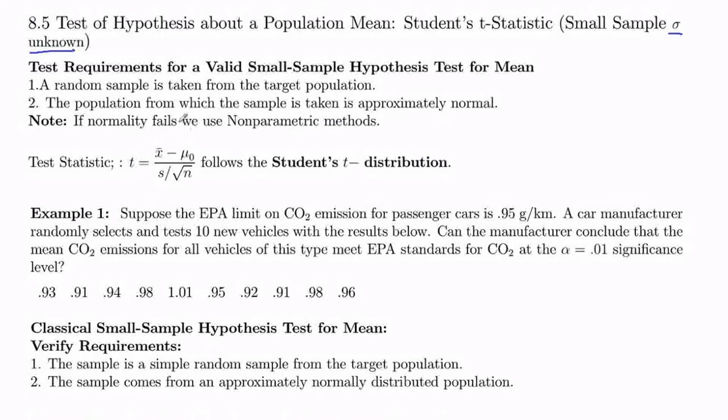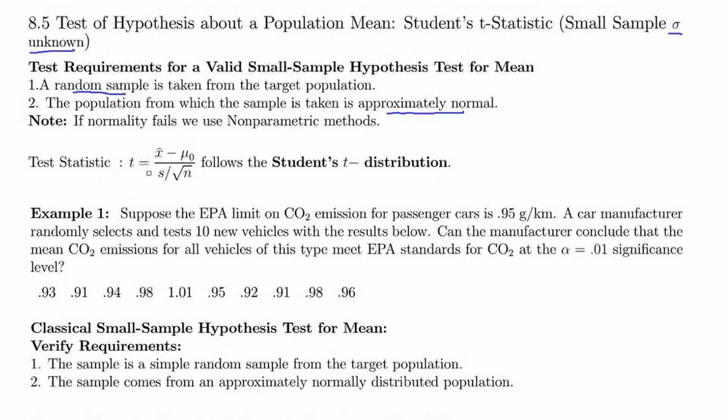Our test requirements for a small sample hypothesis test of the mean are that we need a random sample taken from the target population, and that the population from which the sample is taken is approximately normal. So if you have a small sample, you need normality in your population. If normality fails, then we have to use what are called non-parametric tests. And then our test statistic will change here.